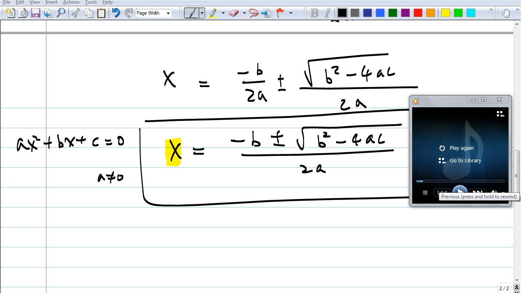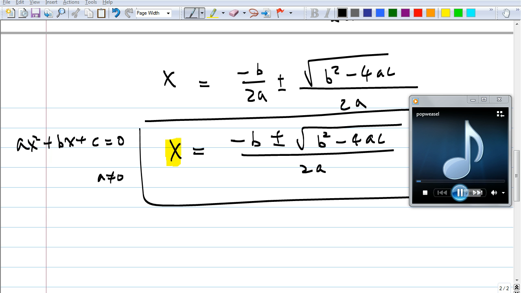So, how many people? Should we try one more time? You have to sing it, guys. Really, once you sing it, you won't forget. Okay, let's try it one more time. Are you ready? Here we go. Let's do it again. Ready?